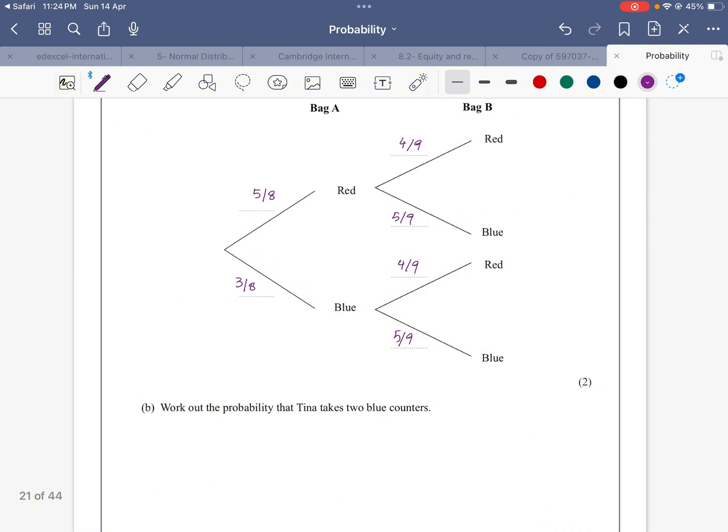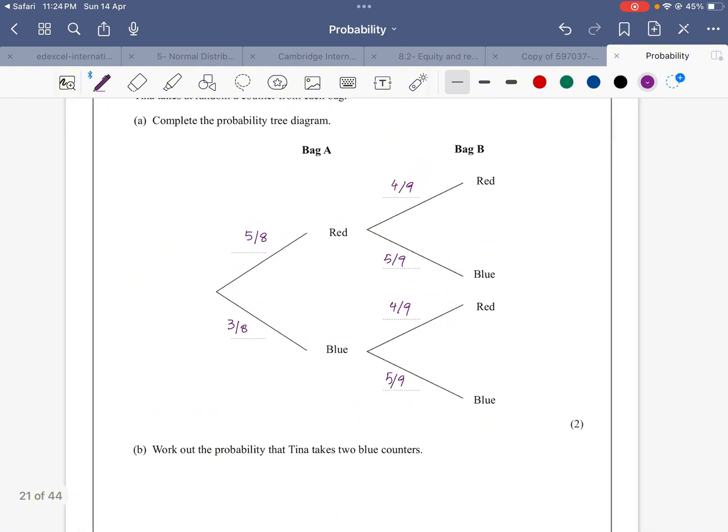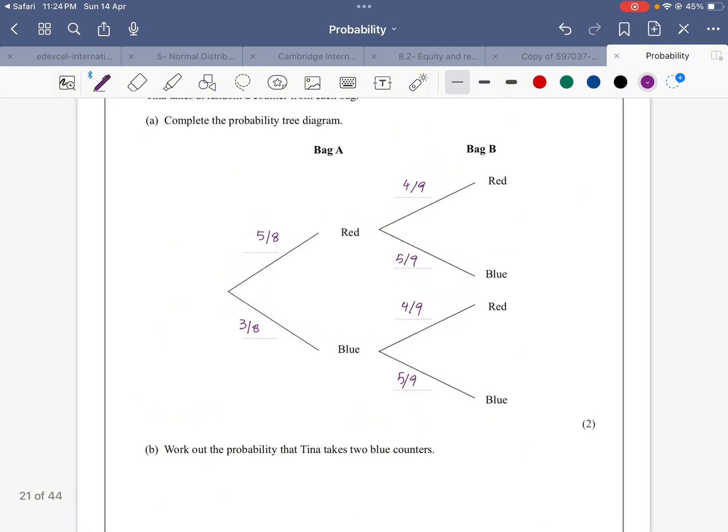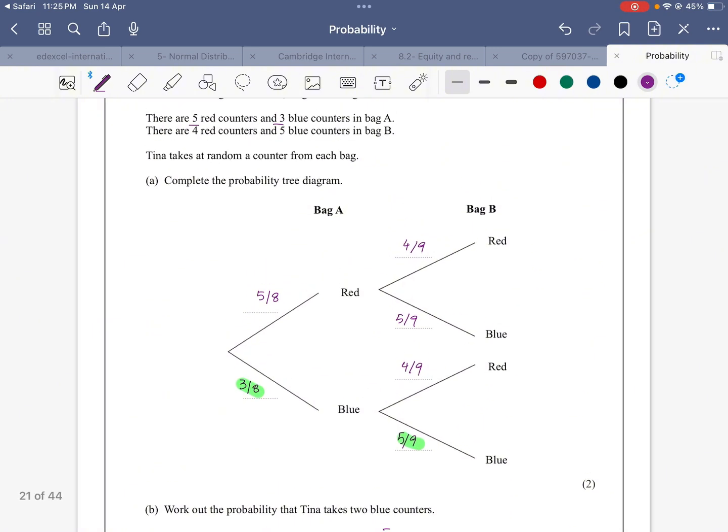Work out the probability that Tina takes 2 blue counters. Right? 2 blue counters is this. First blue and second blue. You will multiply both of them and the answer will be 5 upon 24. This is the probability that she takes both blue counters.